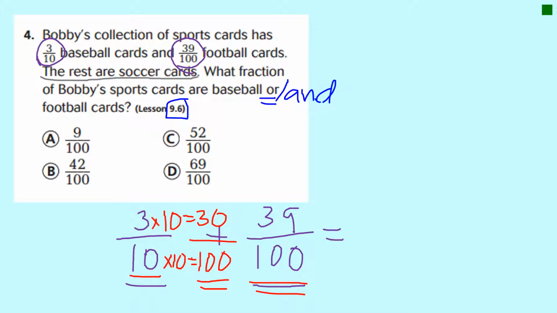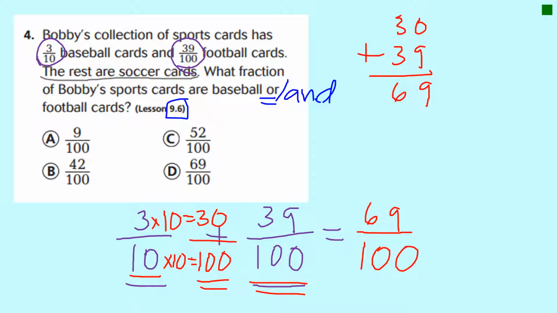30/100 plus 39/100. All right, let's do 30 plus 39. 9, 3 plus 3 is 6. 69/100. So baseball and football cards, 69/100 of Bobby's collection. Fantastic. You guys are working so hard. Keep it up. Don't give up.